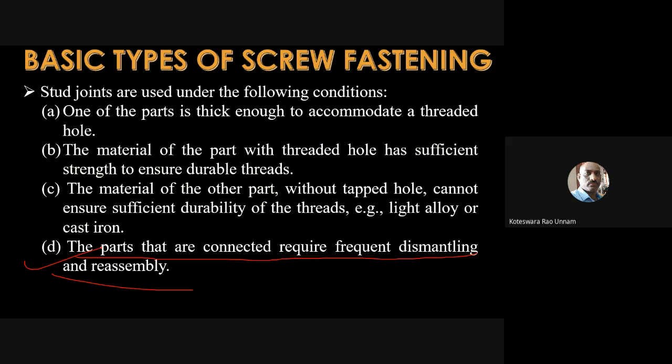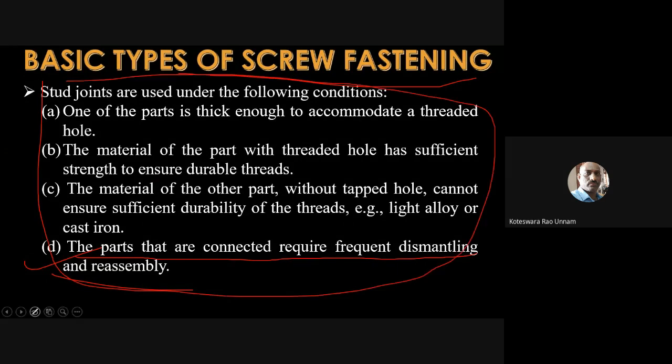What is the reason for that? Because you are using a nut there, you can easily tighten the nut, or easily loosen the nut, or remove the assembly. Whereas in the case of cap screws or tap bolt joints, you cannot use frequent assembly and disassembly. So these are the different types of screw fastenings, and the conditions under which we are going to use those three types of threaded joints.